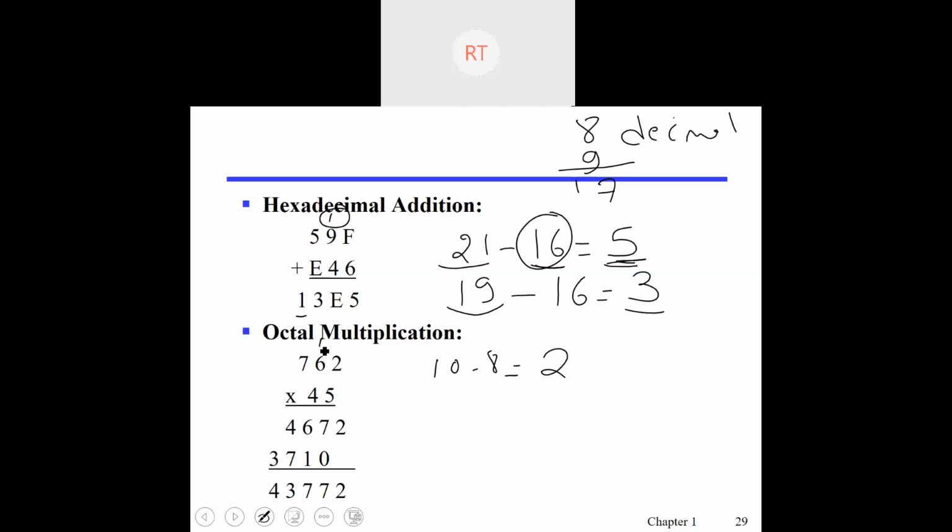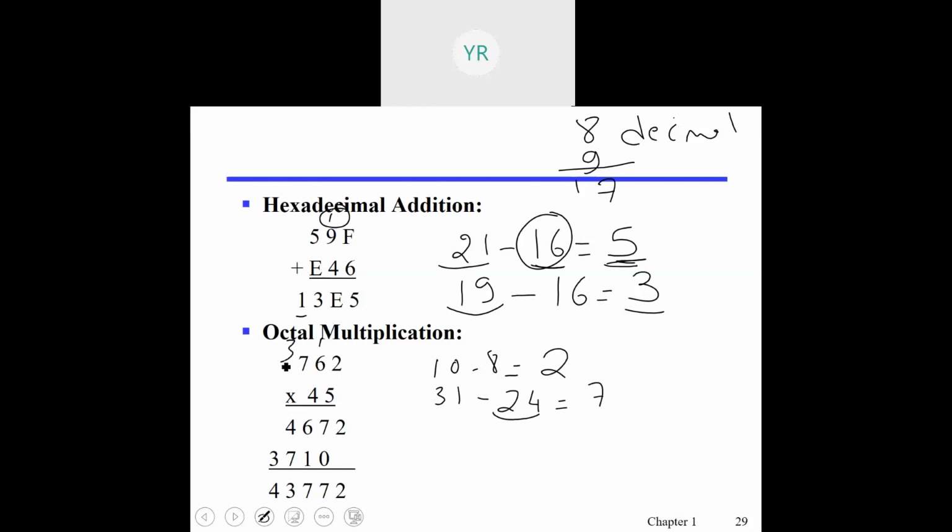Now, 5 times 6 is 30. Plus 1, 31. Now what? I will ask myself, how many multiples of 8 do I have in the 31? 8 times 2 is 16, 8 times 3 is 24, 8 times 4 is 32. 32 exceeds 31, so I want the number that comes before it, which is 24. So I am left with a 7. This is why I write a 7 here. And how many multiples of 8 did I use? 3. So I have carry 3.